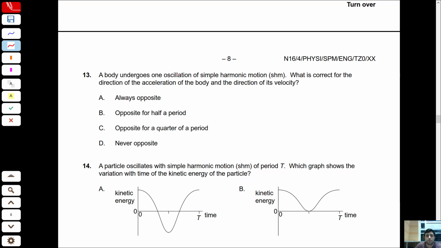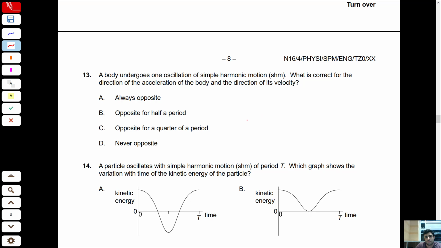A body undergoes one oscillation of simple harmonic motion, SHM. What is the correct direction of the acceleration of the body and the direction of its velocity?